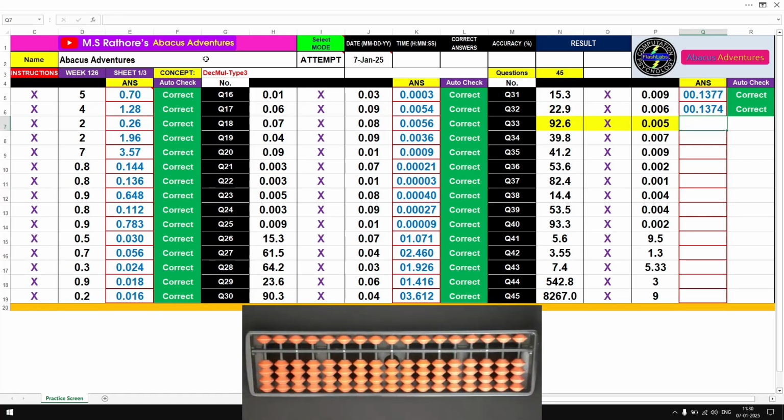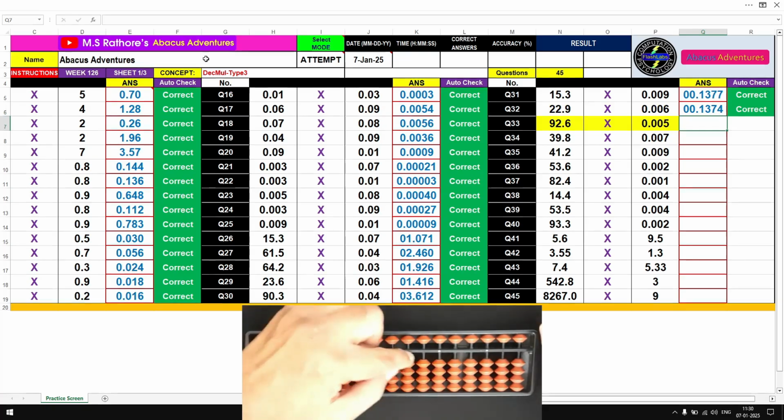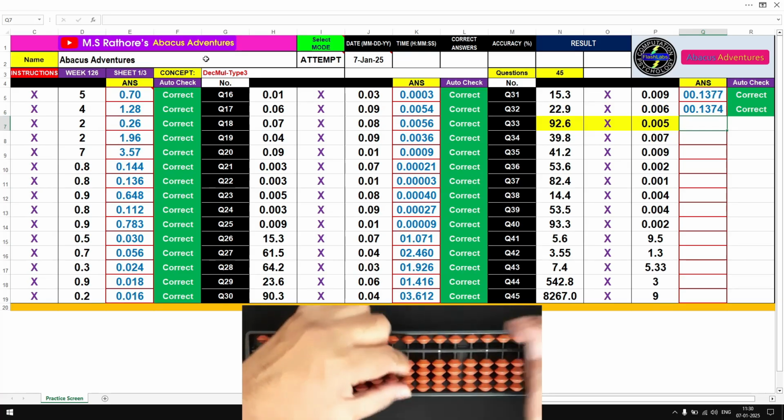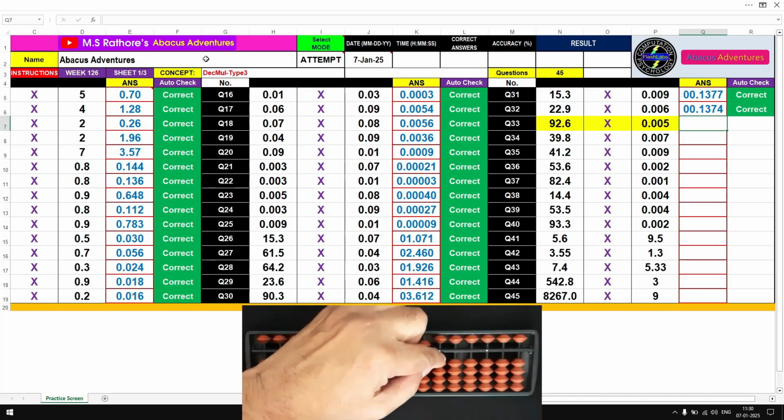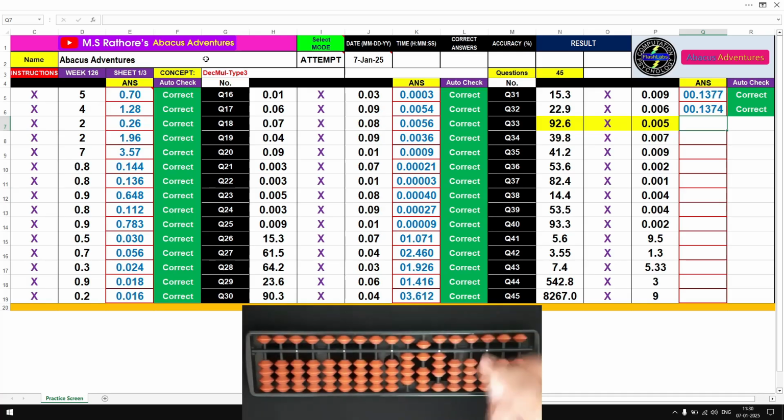Question number 33, 92.6 multiplied by 0.005 beginning from rod number 0. 5 9s are 45, 5 2s are 10, 5 6s are 30. And the answer is 00.4630.